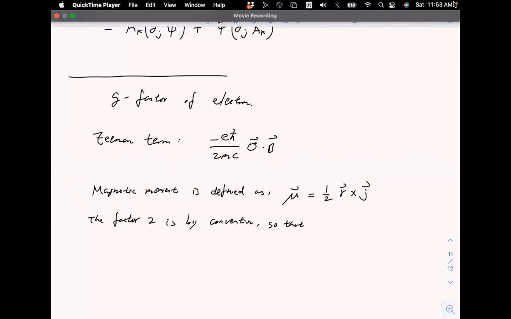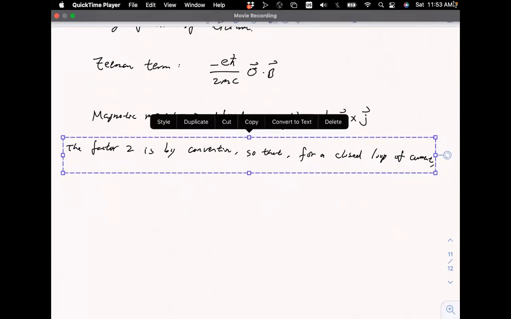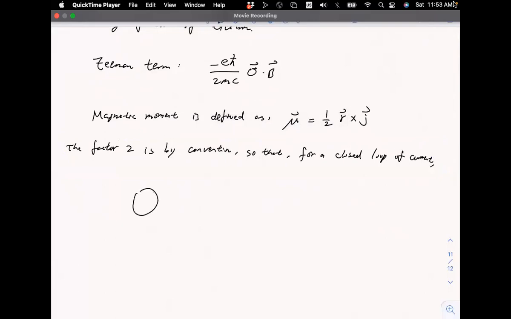So for a closed loop of current, if you have a closed loop of current like this, I, then the magnetic moment will be 1/2. You need to sum over this whole area.